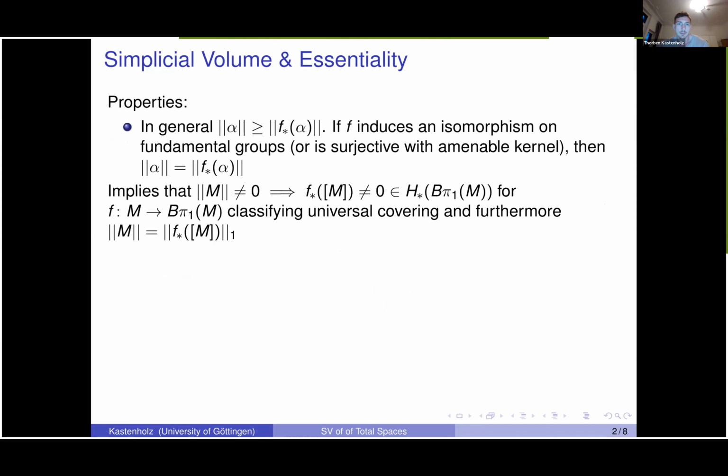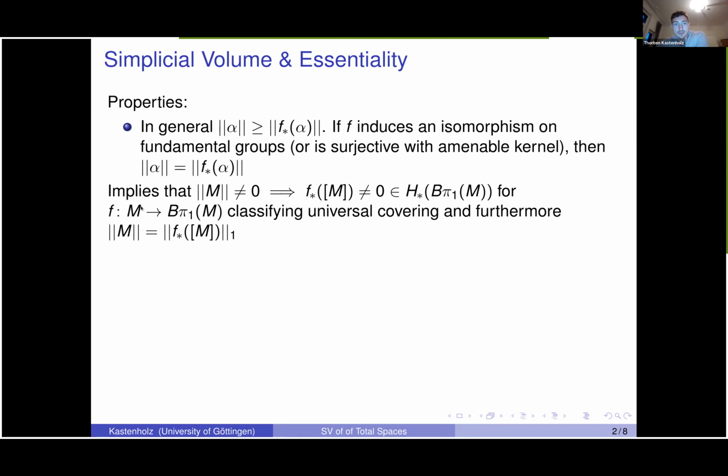But let's not focus on that, but let's rather get back to this statement here, because it has an interesting implication, namely, if the simplicial volume of the manifold is non-zero, then necessarily the image of the fundamental class in the group homology of the fundamental group has to be non-zero, because of course the map from our manifold to the classifying space of its fundamental group is just the map classifying the universal covering.